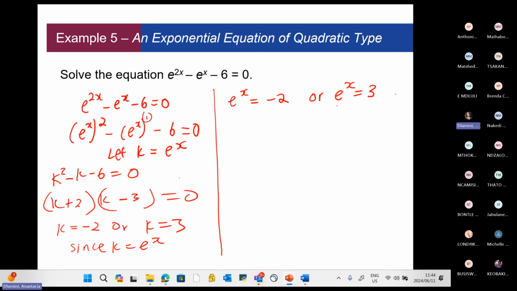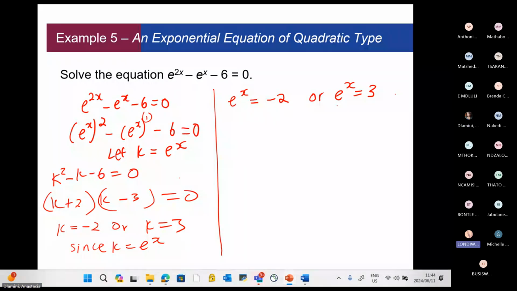Are we done? No, we are not. So what do we do? We introduce ln on the e to the exponent of x equals to 3, because e to the exponent of x equals to -2 is undefined. We cannot find a solution for that.